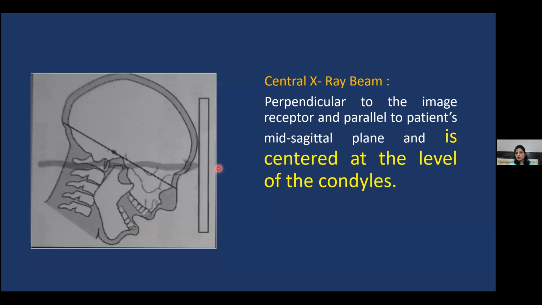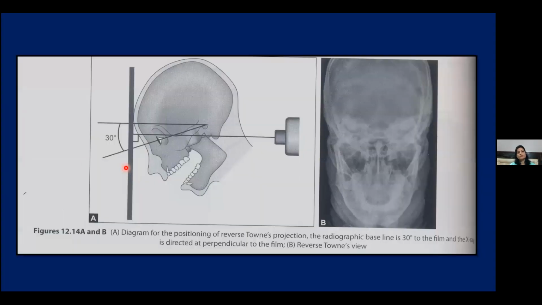The central X-ray has to be perpendicular to the image receptor, that everybody knows. It is centered at the level of the condyles. So I opened the mouth, and I will center the X-ray at the level of the condyles, perpendicular to the image receptor. Very easy. Because it is an indication for the condyle, the central X-ray is directed through the condyles. Clear? So I have already told you: forehead touch position, open mouth, the canthomeatal line forms an angle of 25 to 30 degrees, and the central X-ray is directed through the condyles, and you get this kind of image. Is this clear?